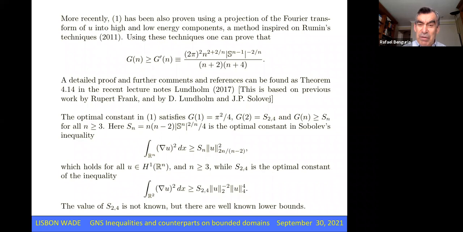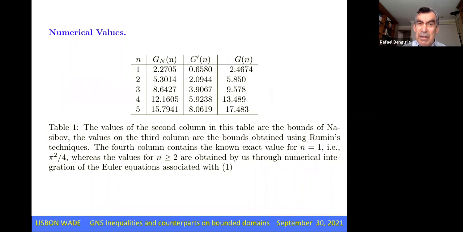I have a table for the values. Here are the numerical values in dimensions from 1 to 5. The first column is the Nasibov estimate. The second column is the one that you obtain by Rumin's method. And the third column: for n equal one, this is sharp, 2.4674 is just pi squared over 4. The others we obtain numerically by solving the Euler-Lagrange equation for the minimizer. And you see the very good agreement between the Nasibov estimate and the sharp numerical values.